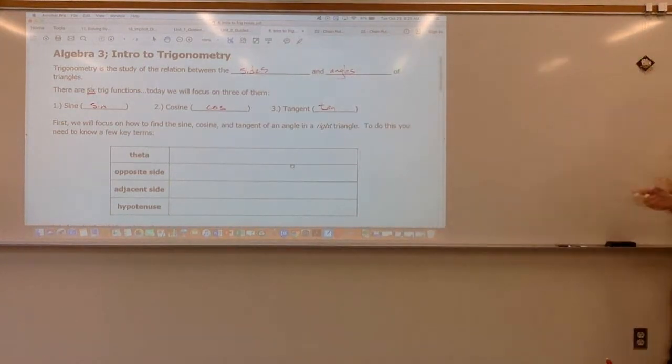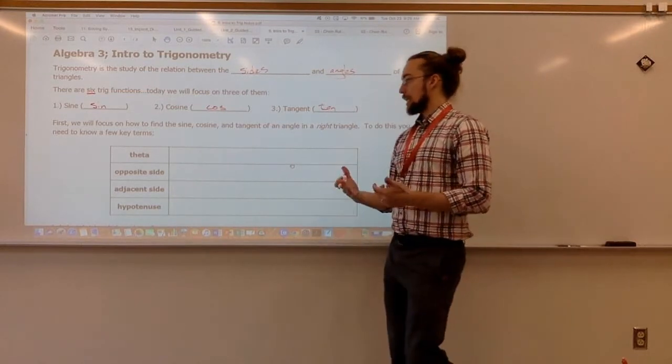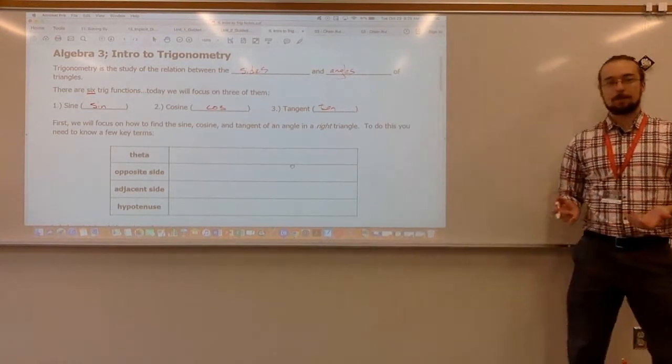To use these trig functions, we need to make sure that we understand a few vocab ideas.